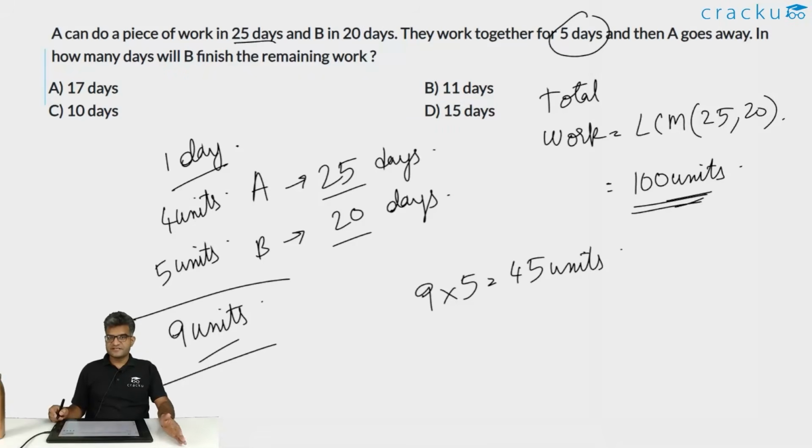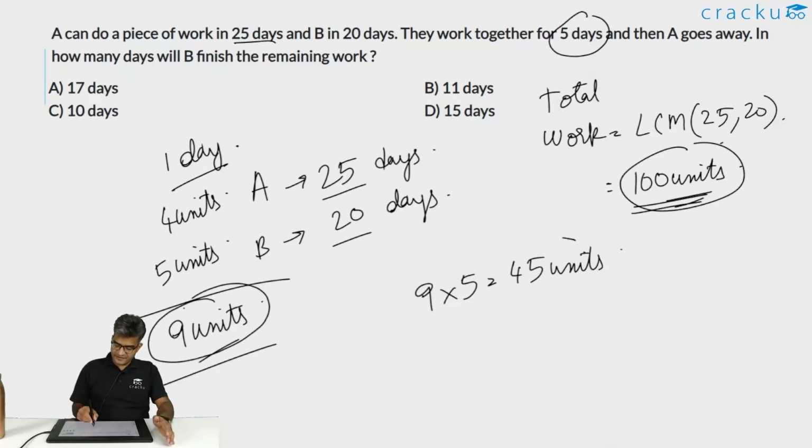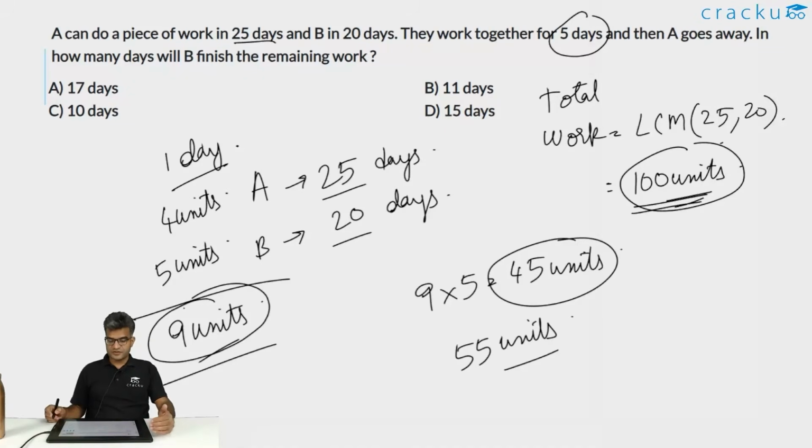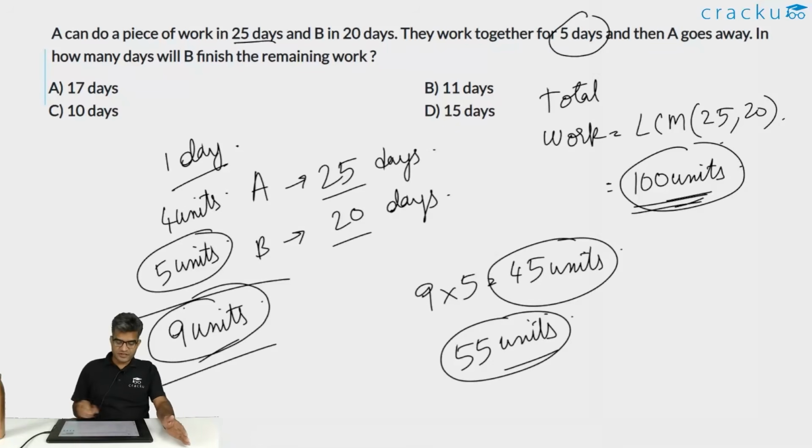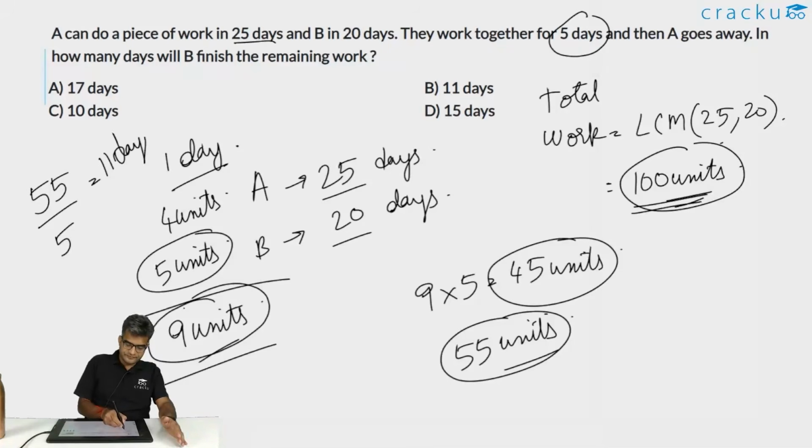So what is the work that is left? The work that will be left is 100 minus 45, which is 55 units. Now A has gone away, so the work has to be done by B. Now B does 5 units of work in one day. The amount of work that he has to complete is 55 units. So the time he is going to take is 55 divided by 5, which is equal to 11 days. So the answer for this question is option B.